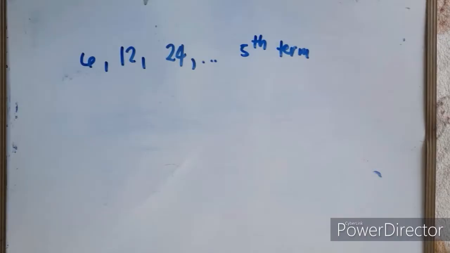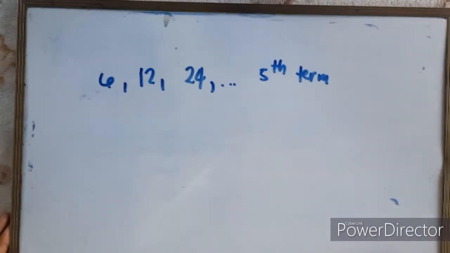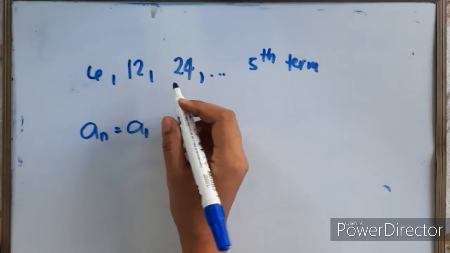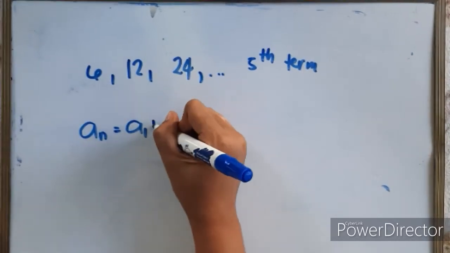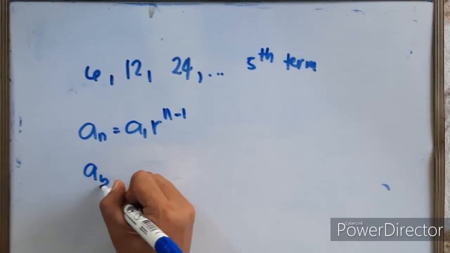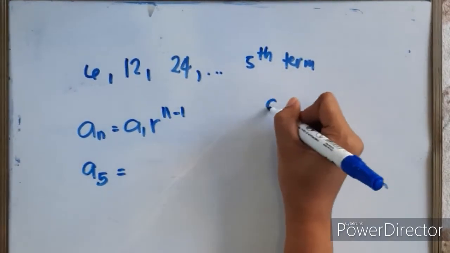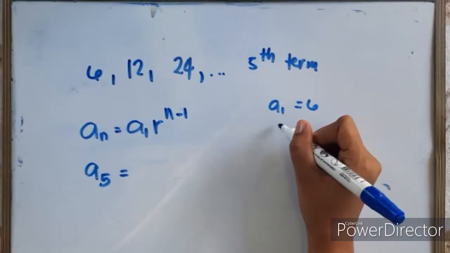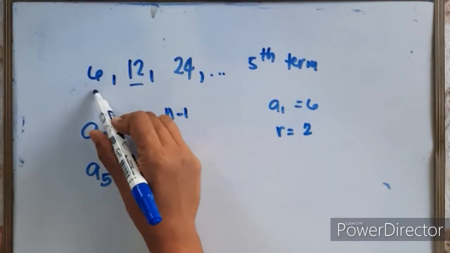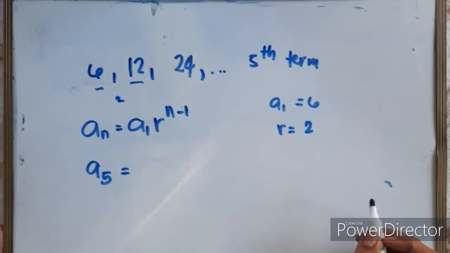Okay, what if you are asked to give the nth term of the sequence? So we have 6, 12, 24, and find the fifth term. We are now using our formula a sub n is equal to a sub 1 times r raised to the power of n minus 1. Our a sub 1 is 6, our r is 2, that is 12 divided by 6 is equal to 2. And our n is 5.